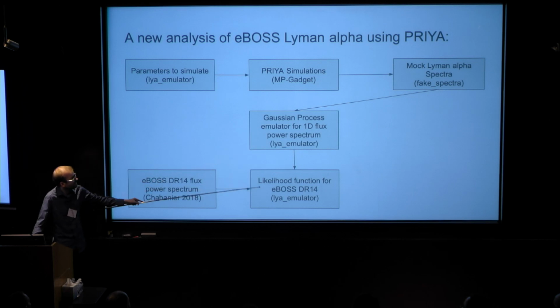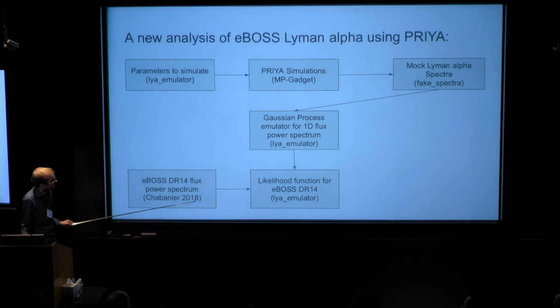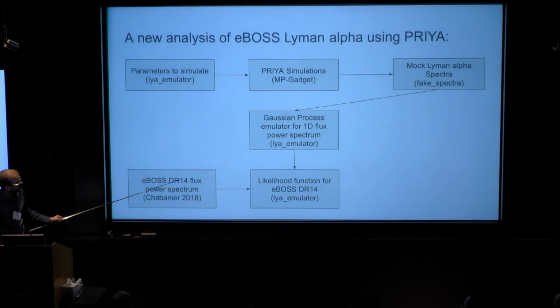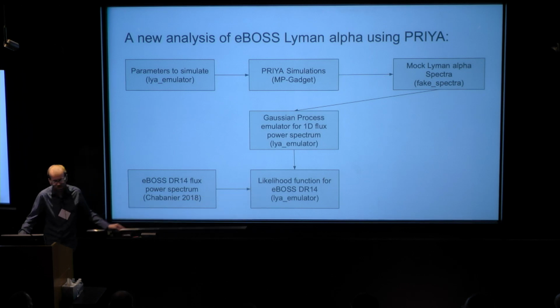And then we take that and we plug it into a likelihood function with the existing eBOSS Lyman alpha forest data, which we have not touched and which we're just using the measurement from Chabanier 2018. I do not get any credit for this, right? So all I'm doing is the analysis. The credit for the data goes to the eBOSS collaboration, which did a wonderful job for this. And then out of this, we'll get cosmological posterior constraints.